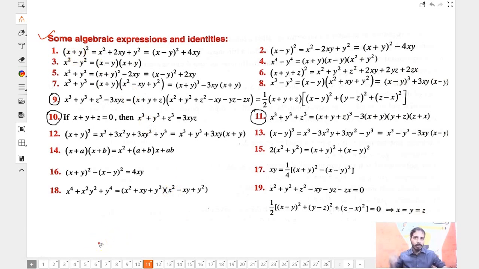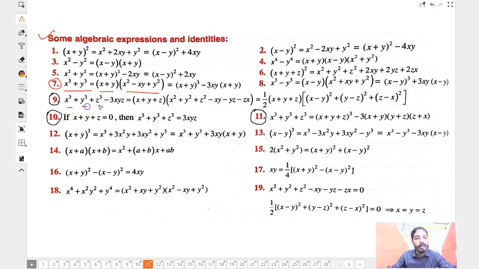Now, why do you need to learn these algebraic identities? Just to find out the factors easily for higher degree polynomials. That's the reason, nothing else. So, for example, here, the important ones, if you see this one, that is x cube plus y cube, you should know how you can expand this, right?